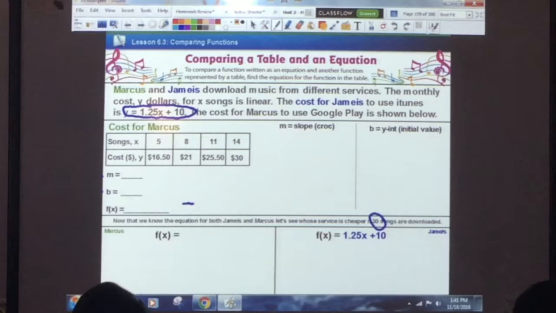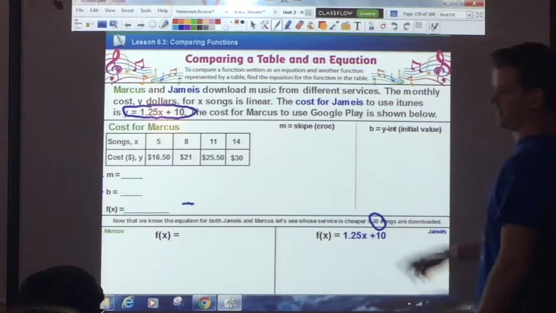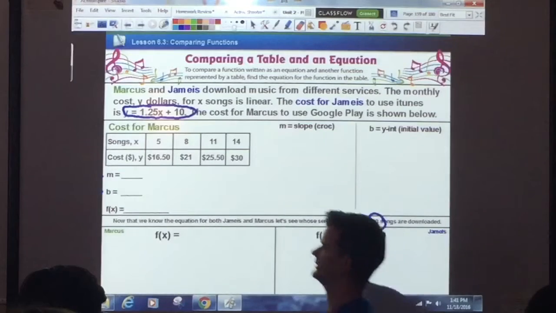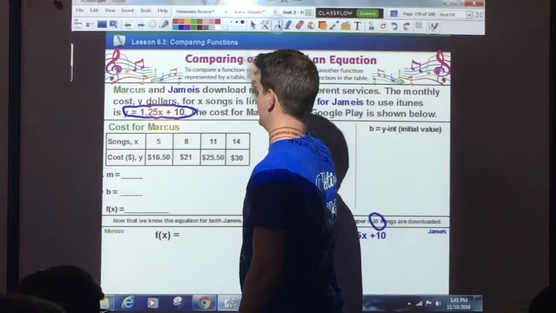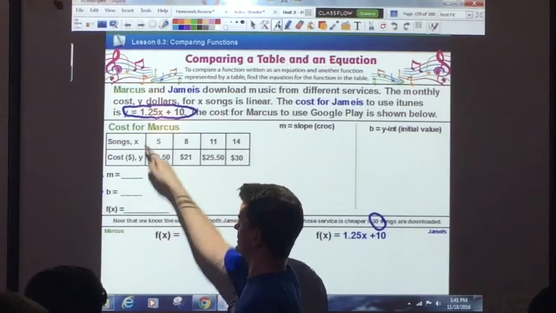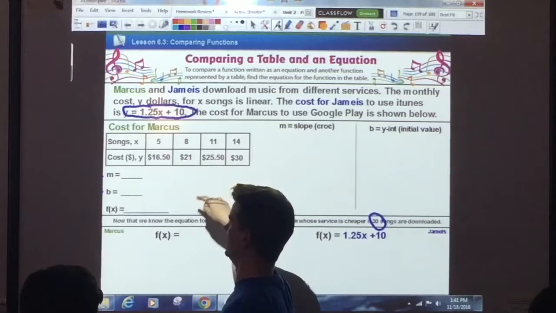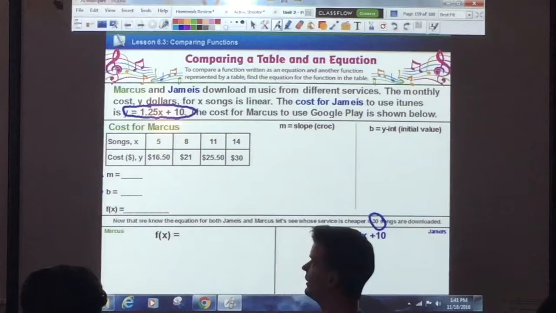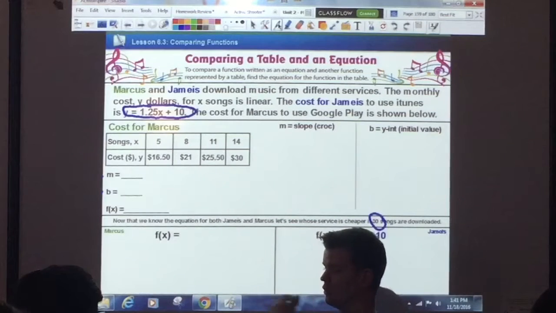After that, we need to find the cost for Marcus to use Google Play. It's shown in that table right there. We have a bunch of inputs and a bunch of outputs. The good thing is I can use those to find the slope for this table. So Nick, hi Nick, we want to find the slope for this table. So we need 2 coordinate pairs, xy, xy. There's decimals and there's whole numbers. I could use any of them, it doesn't matter, but whole numbers are easier. So which 2 do you want to use?